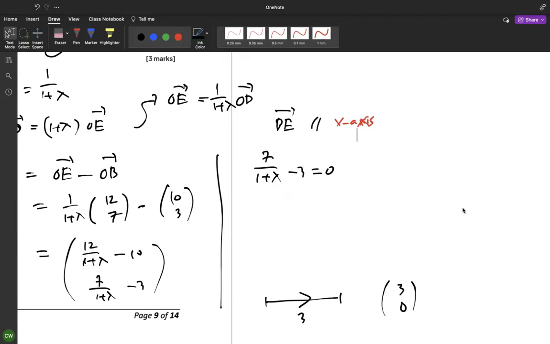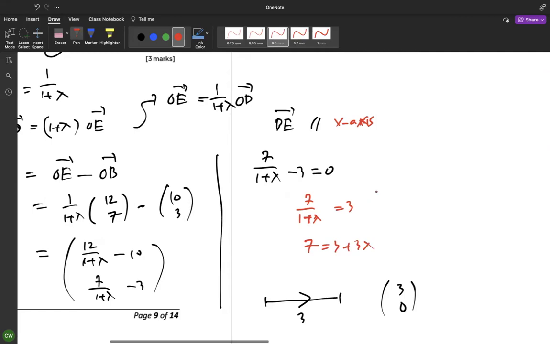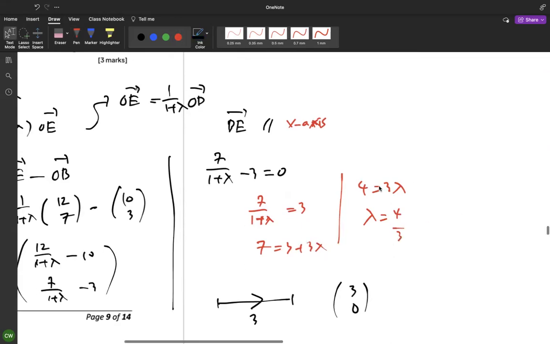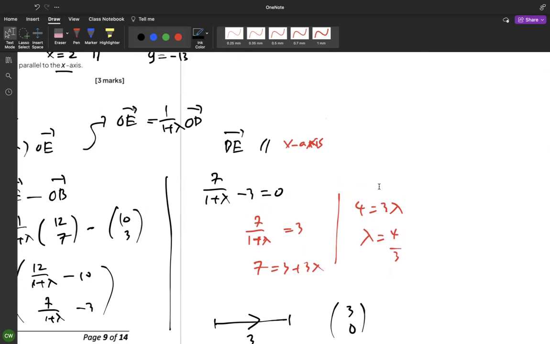So what is it now? 4/3, correct. 7 is 3 plus 3 lambda. 4 is 3 lambda. Lambda is 4/3.